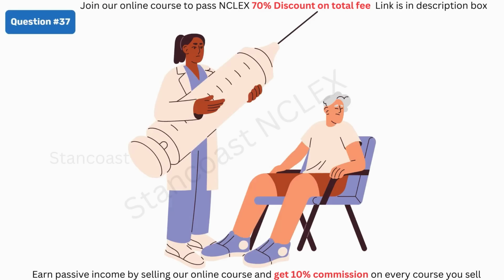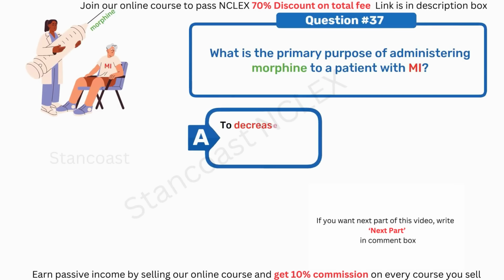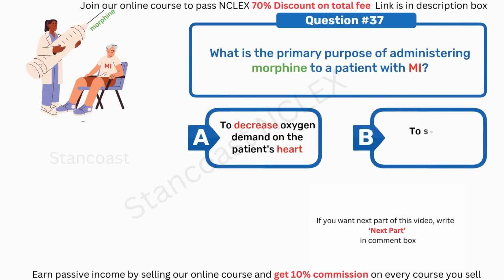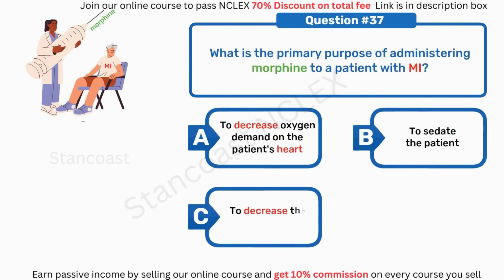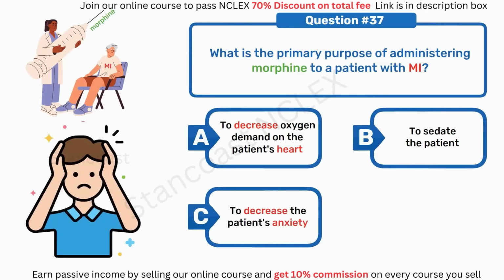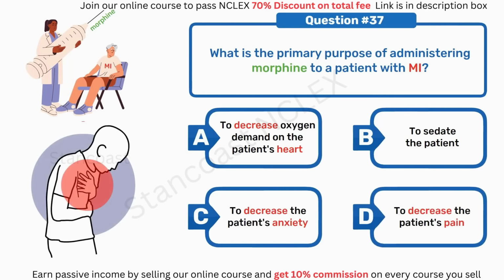What is the primary purpose of administering morphine to a patient with MI? A. To decrease oxygen demand on the patient's heart. B. To sedate the patient. C. To decrease the patient's anxiety. D. To decrease the patient's pain.